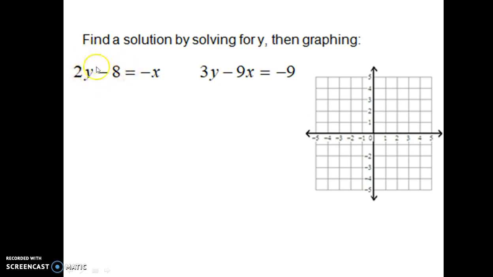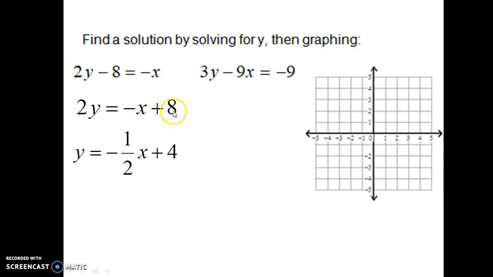So this one, to solve for y, I'm going to take this 8, I'm going to move it to the other side by adding 8. So now this is 2y equals negative x plus 8. Then I need to get rid of this 2, divide everything by 2. When this is divided by 2, it's just y. When this negative 1 here is divided by 2, we get negative 1 over 2.